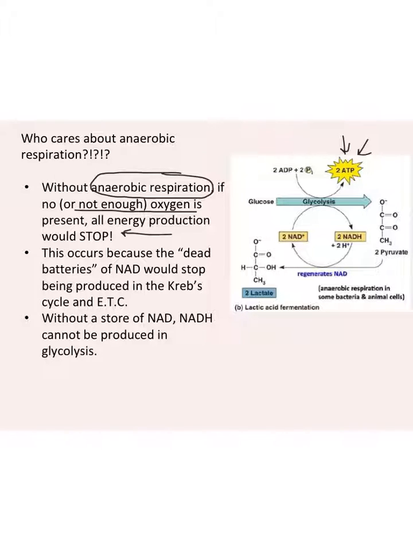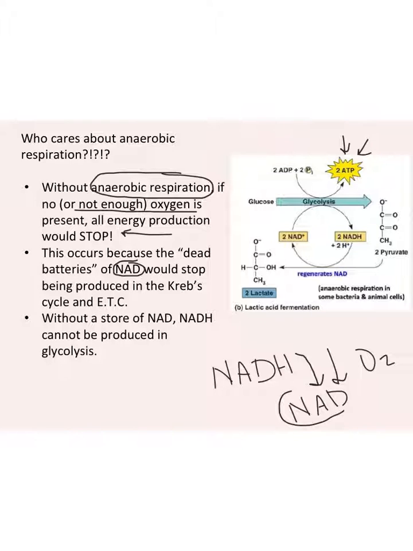Well, the reason for that is in glycolysis we need these dead batteries. We need these NADs. Well, the NADs are made when NADH drops off its electrons in the electron transport chain to form NAD. Well, you can't make these NADs in the electron transport chain unless there's oxygen. So without oxygen, we're going to run out of these NADs.